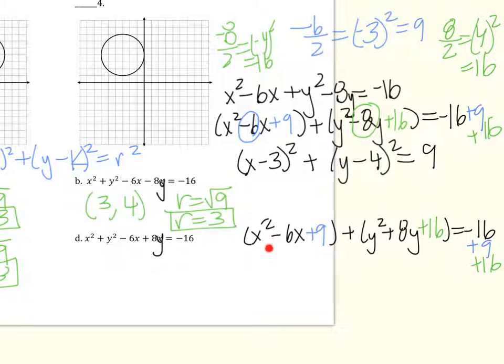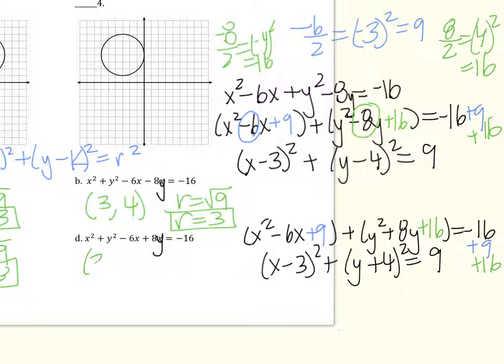Okay, so now let's factor. What multiplies to 9 and adds to negative 6? It's still negative 3 and negative 3. So this is x minus 3 squared plus. Next question, what multiplies to positive 16 but adds to negative 8? That's positive 4 and positive 4. And then again, negative 16 plus 9 plus 16 is 9. So here's our circle. It's centered at 3 comma negative 4. And my radius is square root of 9, or 3.